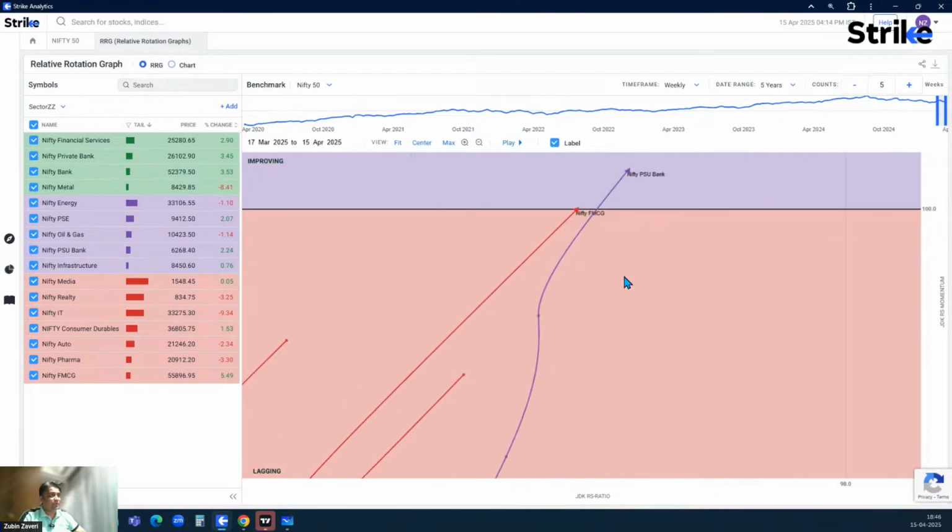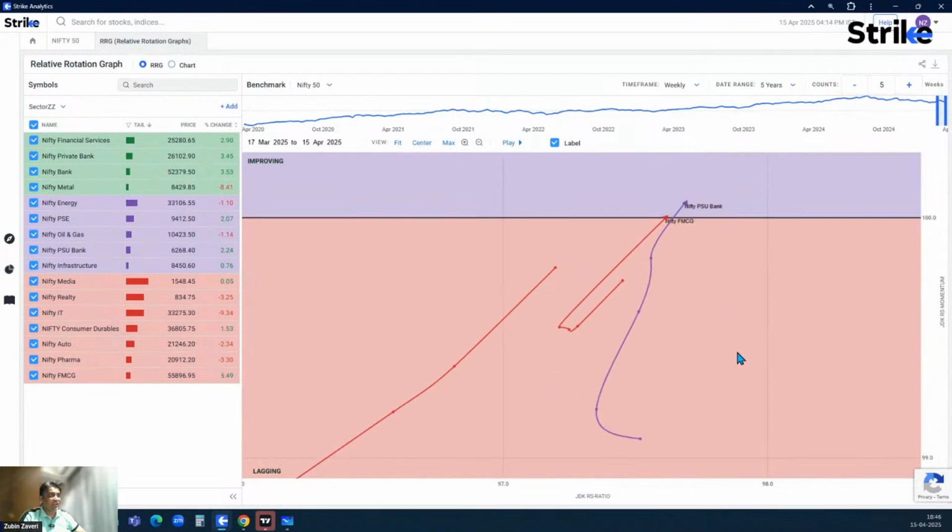What has happened to Nifty PSU Bank on the weekly time frame chart? 5 weeks back, this index was an underperformer. It was in the lagging quadrant. But then somewhere over here, on the 24th of March week, when the week started, the arrow turned up. So from here the momentum started gaining. Relative performance towards Nifty was still an underperformer.